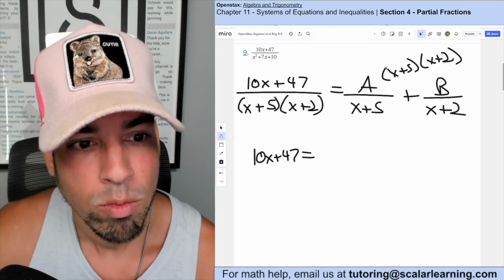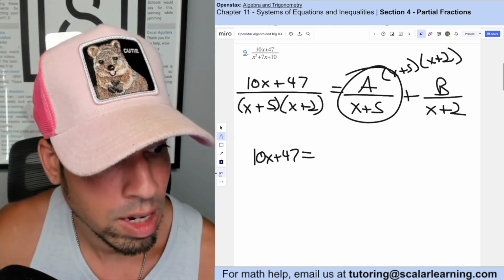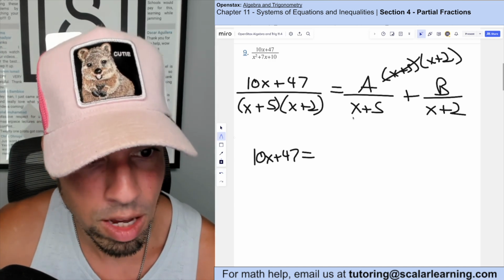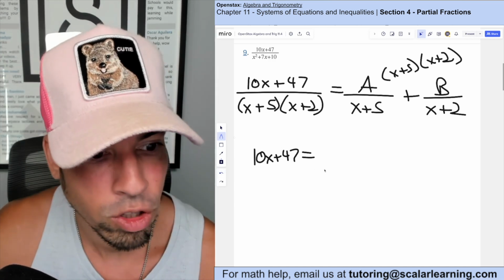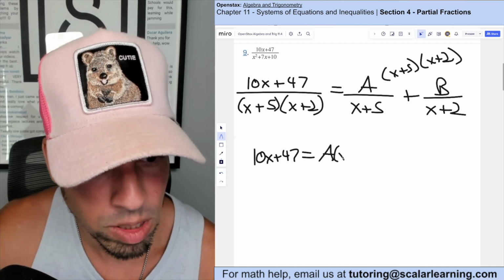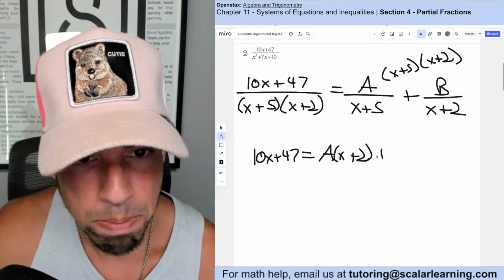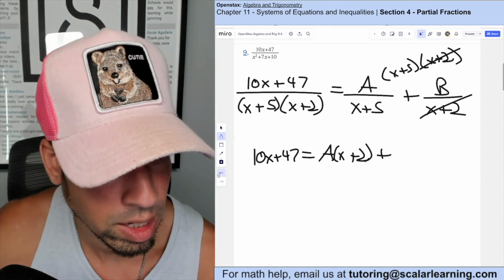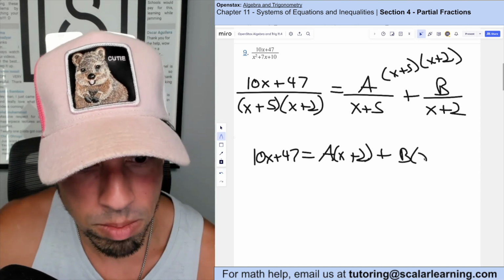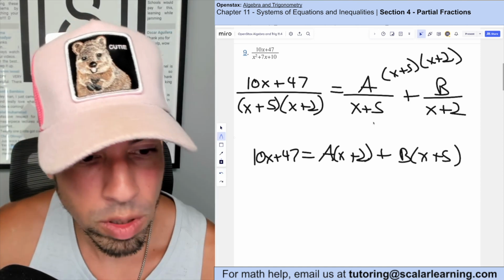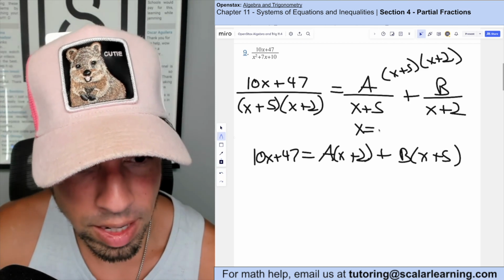Over here, when we multiply this, the x plus 5s are going to cancel out, right? Like that and like that. And then you're going to get equal to a times x plus 2. For the b, the x plus 2s are going to cancel out, and you're going to get b times x plus 5.